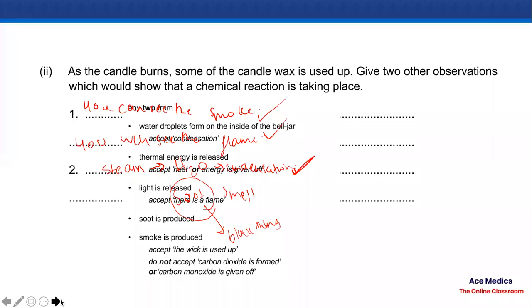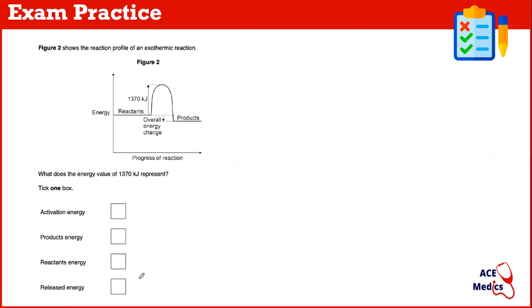Okay, right, next question. Okay, so figure 2 shows the reaction profile of an exothermic reaction, which does the energy value of 1,370 kilojoules represent. So that's the arrow here. Which one is that showing? What do we think? What is that arrow showing? Excellent, yeah, so this is showing activation energy.